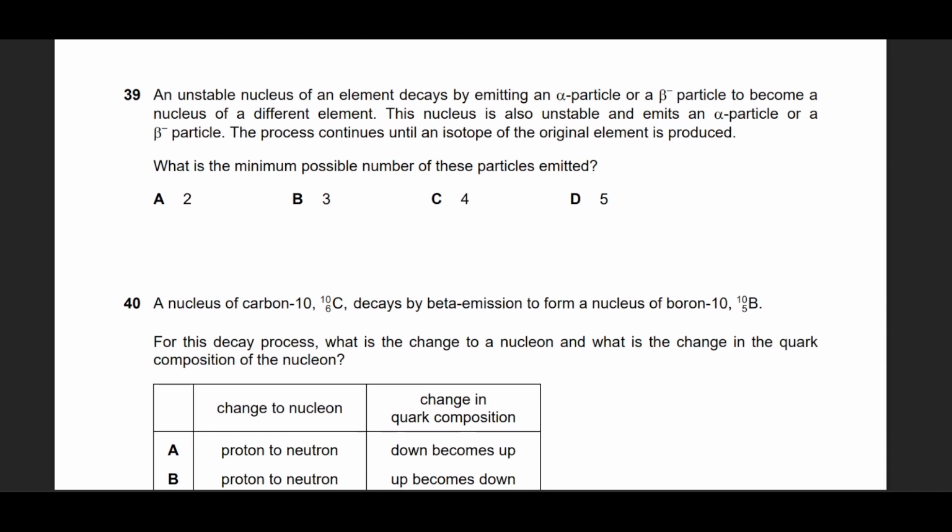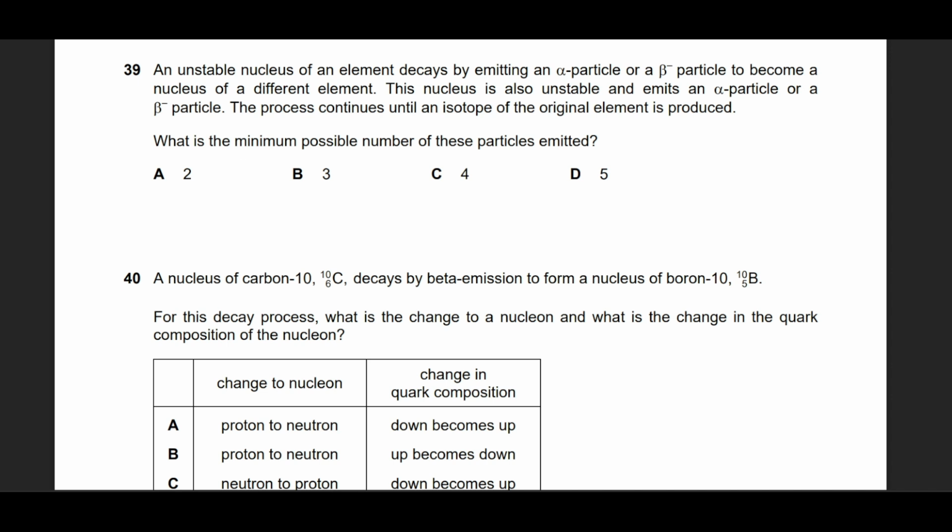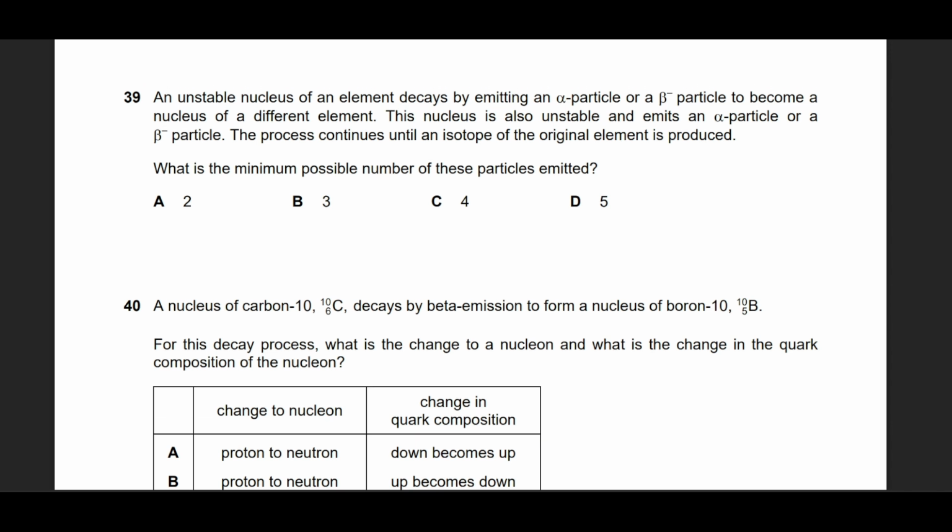It's from memory. Question number 39. An unstable nucleus decays by alpha or beta negative, becomes a new nucleus, then decays again by alpha or beta. He's always mentioning 'or', which means he wants us to find out. The process continues until an isotope of the original is formed. So what we started with, we should get at the end of the process. How could we do this in the minimum possible number of steps?